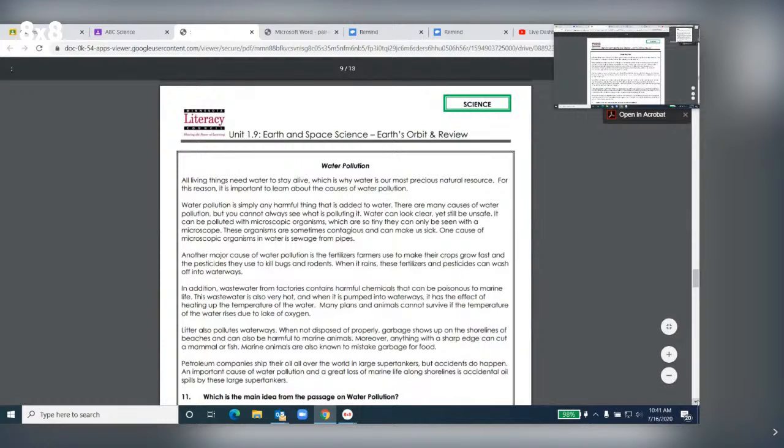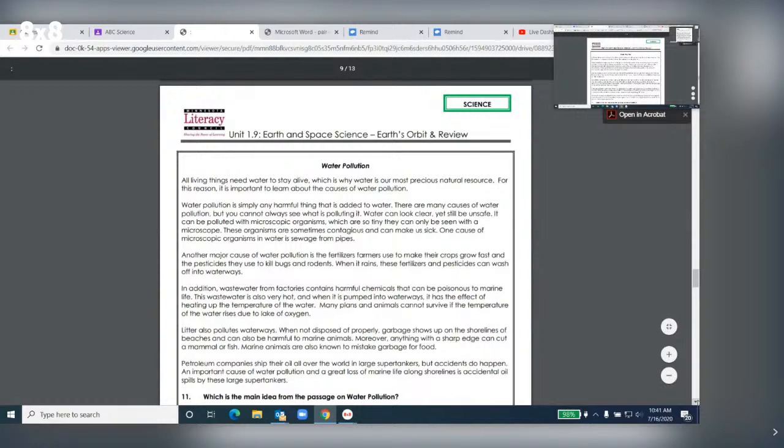In addition, wastewater from factories contains harmful chemicals that can be poisonous to marine life. This wastewater is also very hot, and when it's pumped into waterways, it has the effect of heating up the temperature of the water. Many plants and animals cannot survive if the temperature of the water rises due to lack of oxygen. Litter also pollutes waterways.